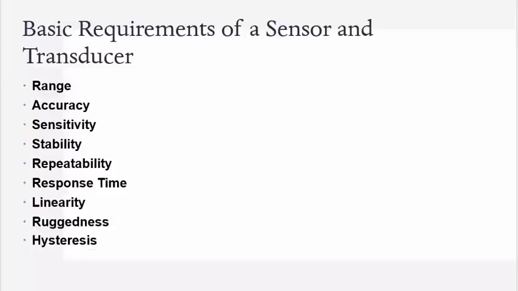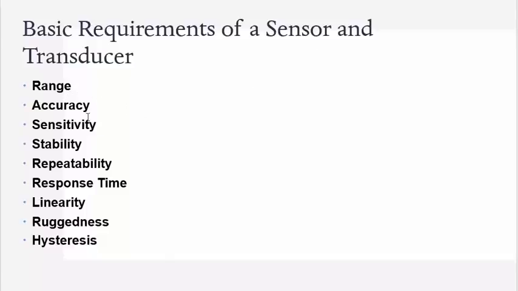Now, the following are the basic requirements of a sensor or transducer. And the basic requirements are the following. So we have the range. When we talk about the range, we're talking about the limits of the input in which it can vary. In case of a temperature measurement, for example, a thermocouple can have a range of 25 to 250 degrees Celsius, as an example.